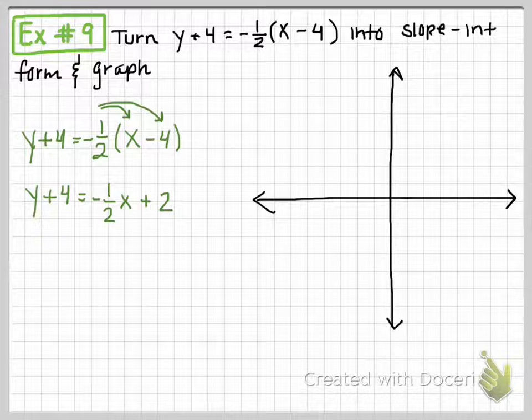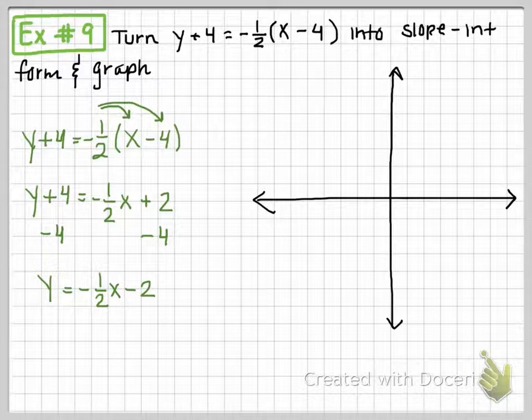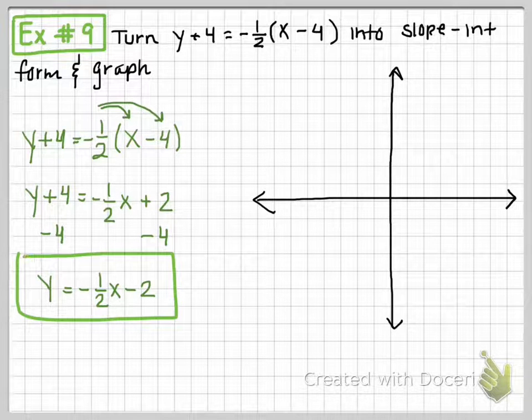Now that I have that, I want to get that y by itself on the other end, so I'm going to go ahead and subtract 4 from both sides. And I have now the y by itself equals a negative 1/2 x. Positive 2 minus 4 is just a negative 2. So that right there is my equation that I can go ahead and graph.